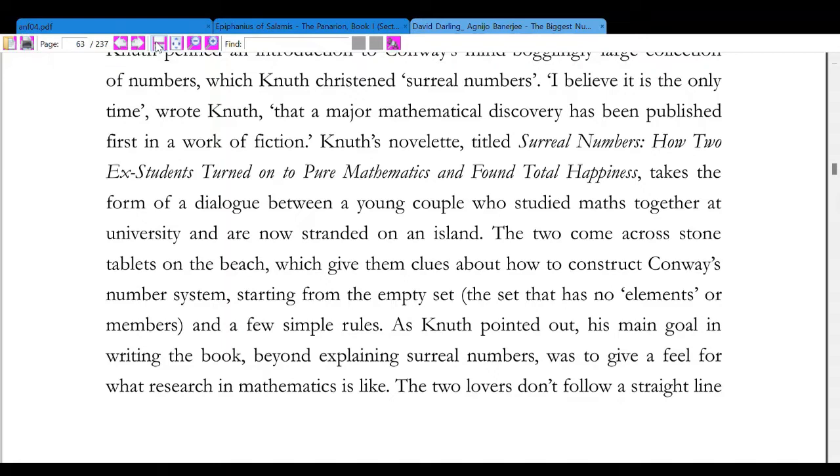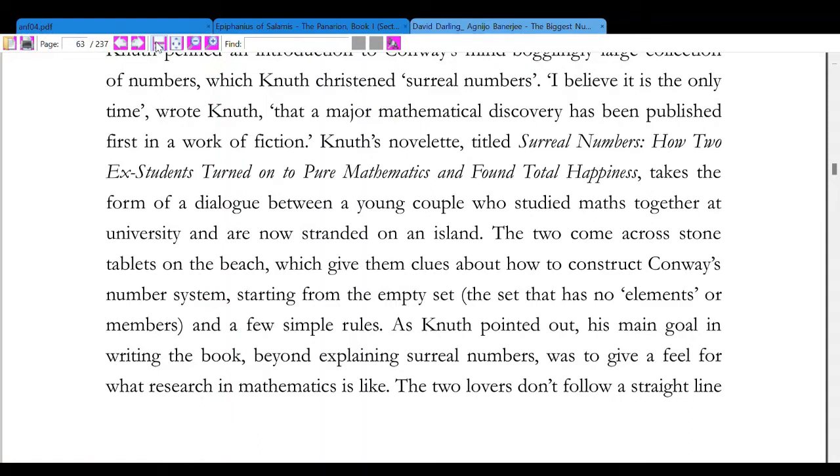As Knuth pointed out, his main goal in writing the book, beyond explaining surreal numbers, was to give a feel for what research in mathematics is like. The two lovers don't follow a straight line in their path to understanding the surreals, as, in the real world of research, they make mistakes and have to retrace some of their steps before finding a better way forward.